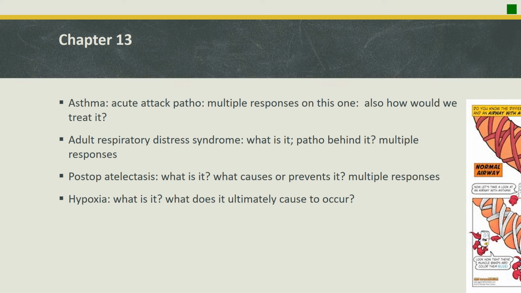Look up adult respiratory distress syndrome. Again, the patho. It is also multiple responses. What is post-op atelectasis? Why would we be prone to this? And then what is hypoxia? We've had this before, so just kind of a refresher there. Ultimately, what could occur if someone is hypoxic?